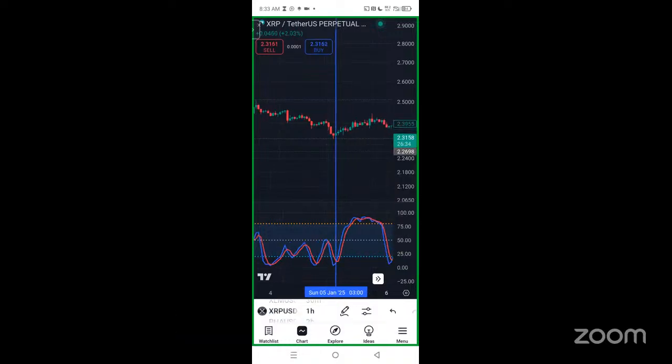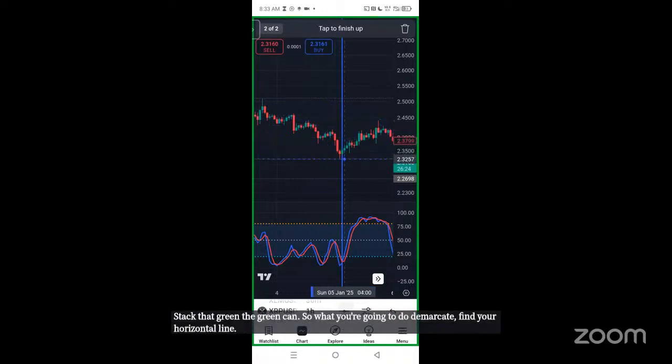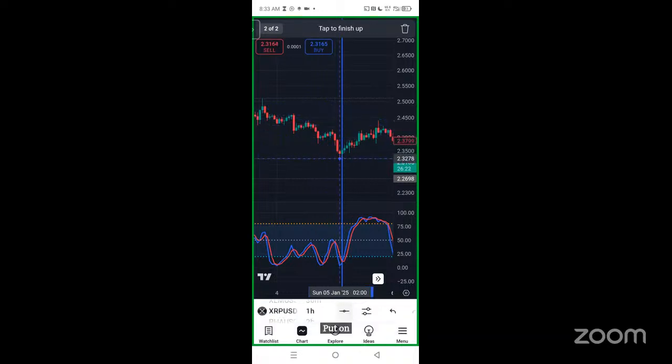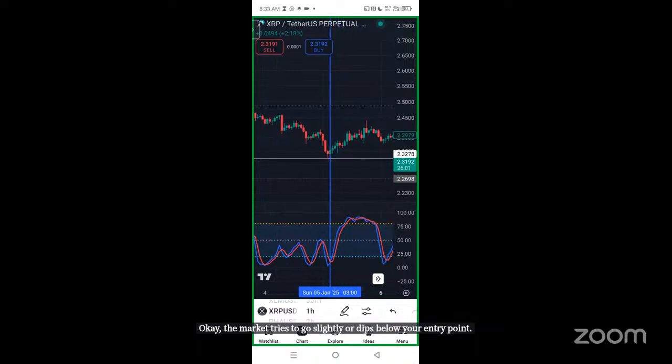It has touched the green candle. So what you're going to do, demarcate, find your horizontal line, put it on the low of that last candle, that's where the reversal happened, okay? Just put it there. Now, that line is going to help you establish a margin call drop, just in case the market tries to go slightly or dips below your entry point.